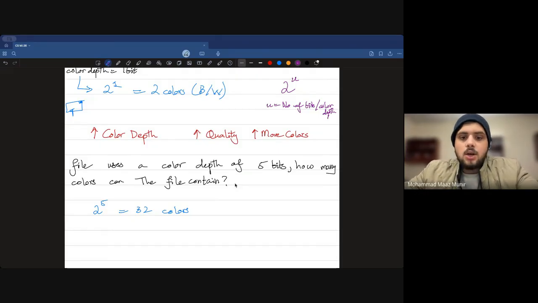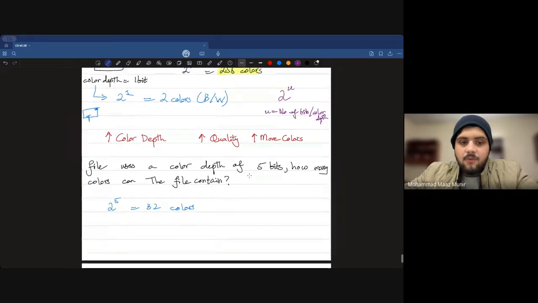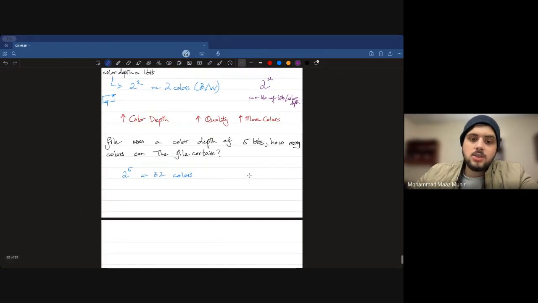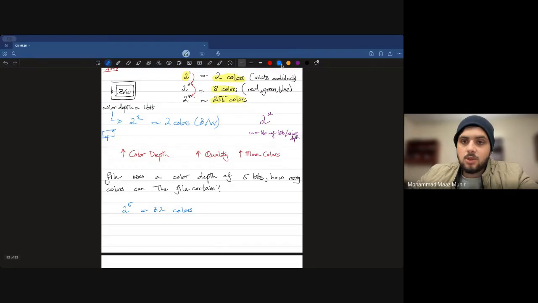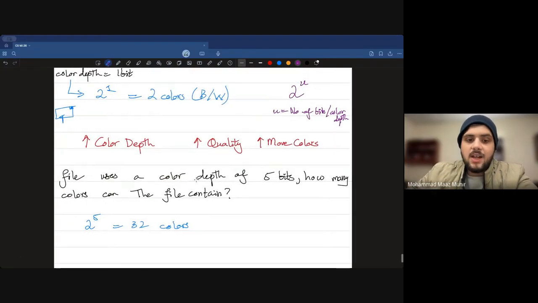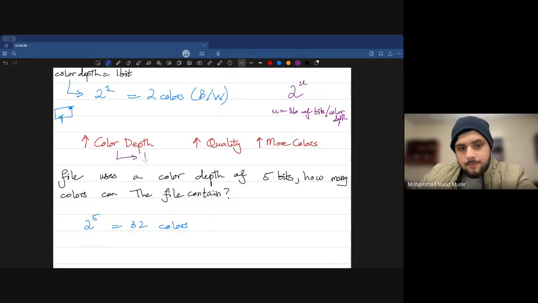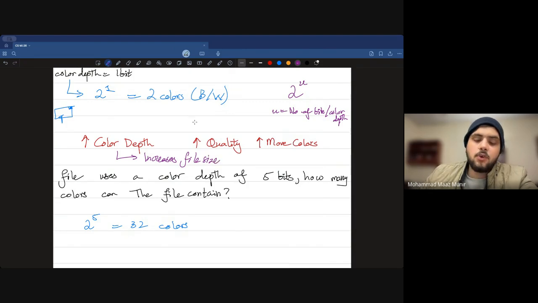So that is the important point you all should be aware of. Just like before, when you increase the color depth, the quality is going to increase because we have more colors. But the only drawback is that it's also going to increase your file size.